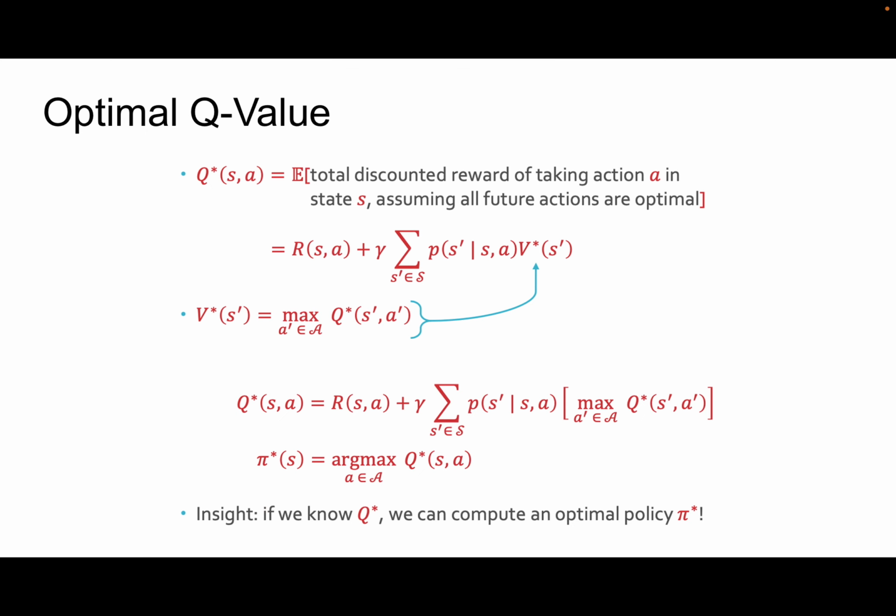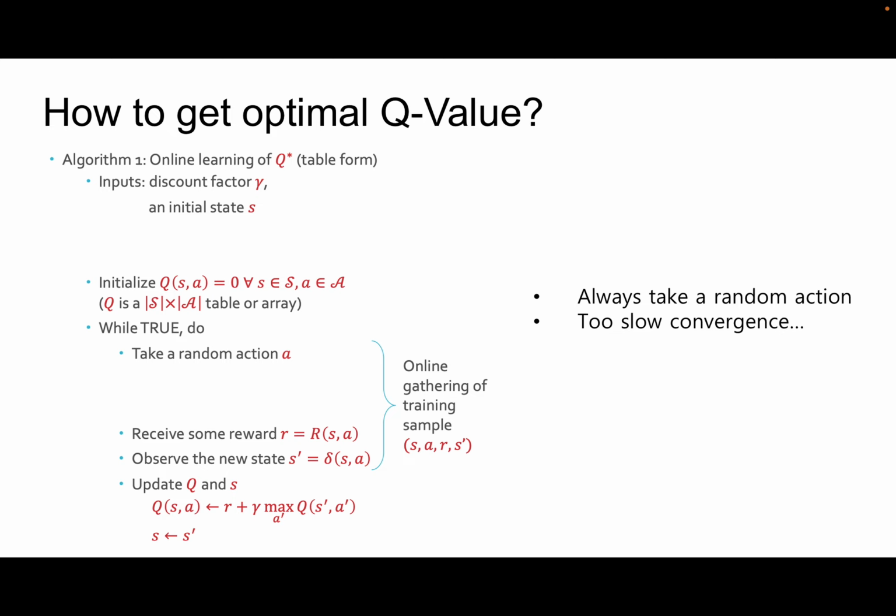The value function, as I said, tries to evaluate the quality of a pair of state and action: the total discounted reward of taking an action A in state S, assuming all future actions are optimal, right? And then, how do we get the optimal Q value function?